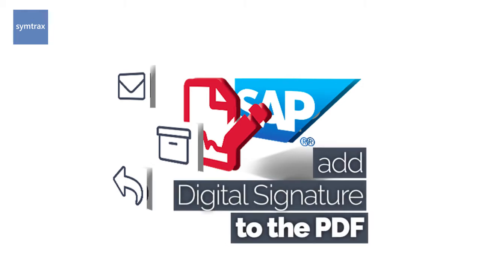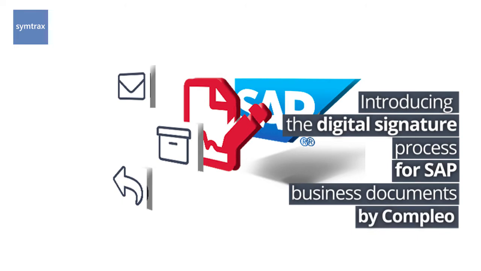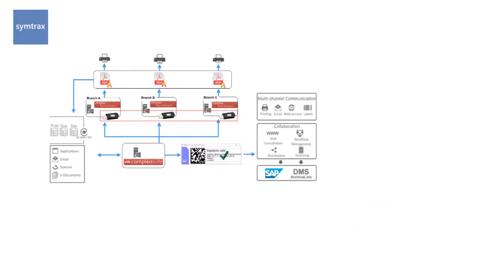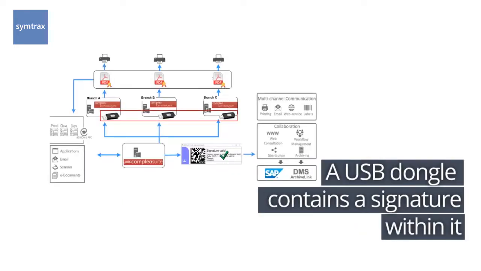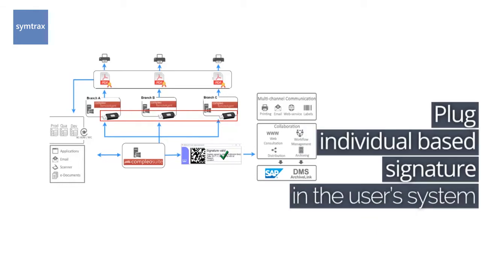Introducing the digital signature process for SAP business documents by Compleo. A USB dongle contains a signature within it. Plug the individual-based signature into the user's system.